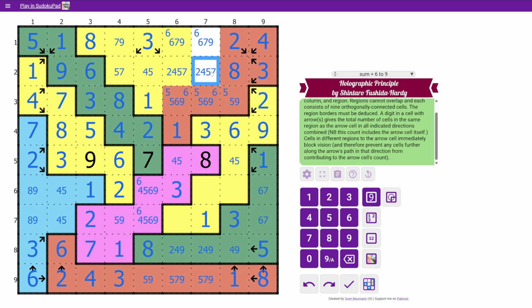So one of these is a 7. One of these, yes. One of these must be a 7. This, therefore, is not a 7. This is now the only spot for a 7.